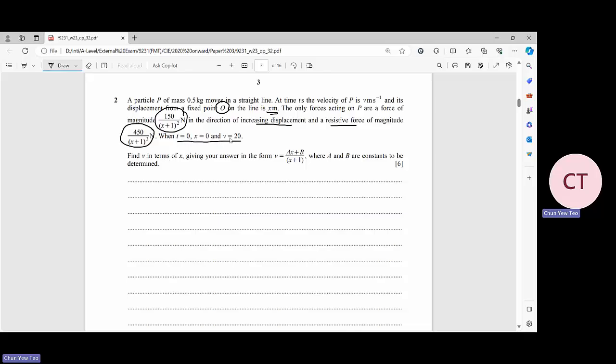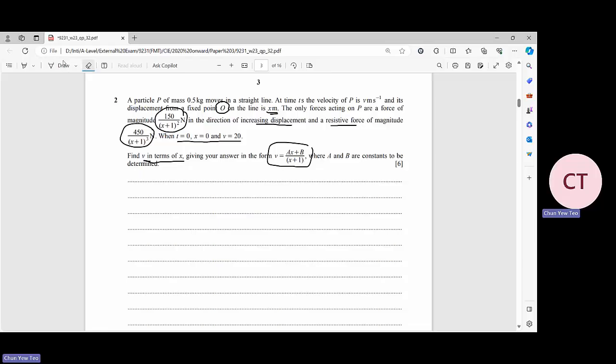When t equals 0, x equals 0, and v equals 20. Find v in terms of x, giving your answer in the form given here, where a and b are constants to be determined.